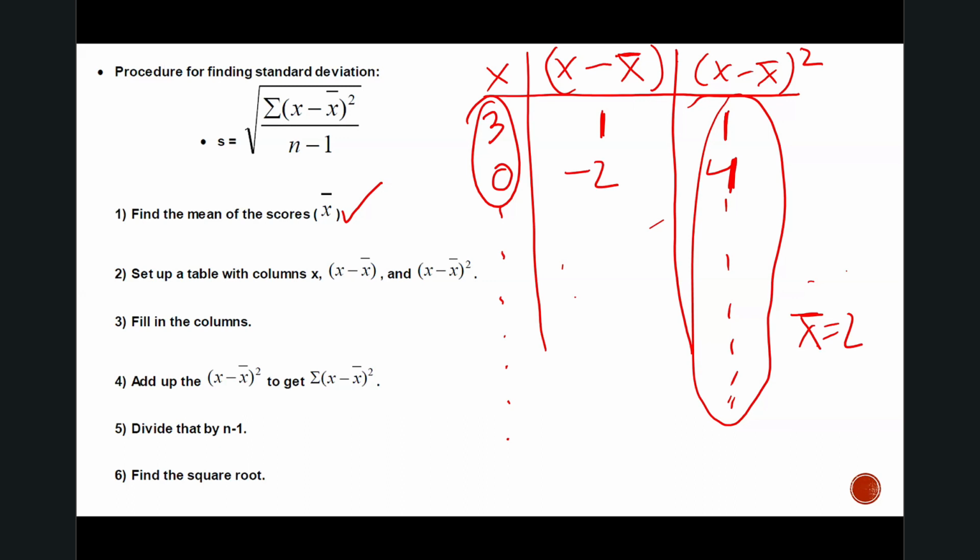Then I would square each of these in this column. Then you're going to sum up this final column. That gives you the numerator of this term. Divide that by n minus 1. Take the square root. And you are done.